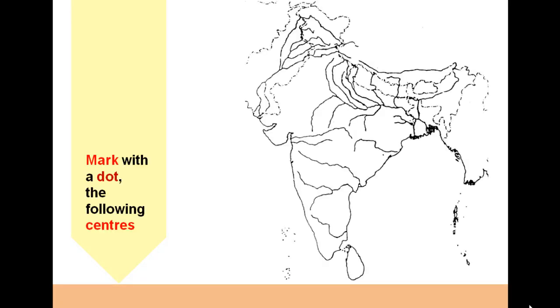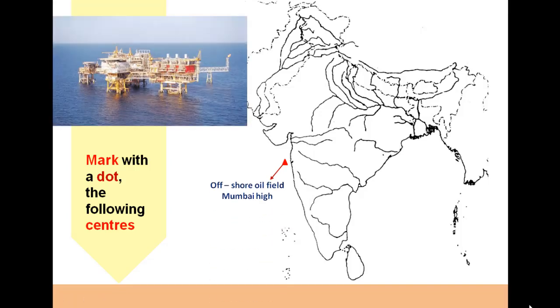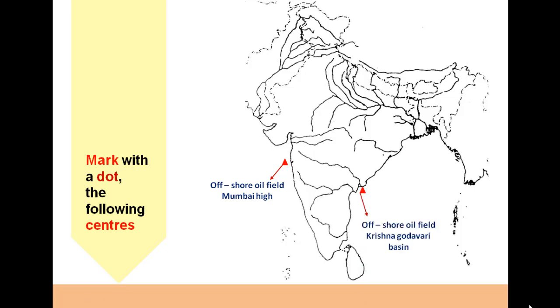Now we'll mark with a dot the following important centers in India. An offshore oil field in India, Bombay High, also known as Mumbai High. It is located on the continental shelf of Arabian Sea at the coast of Maharashtra, about 176 km northwest of Mumbai. There is one more offshore oil field on the east coast of India, Krishna Godavari Basin. For your knowledge, it has been shown on the map.